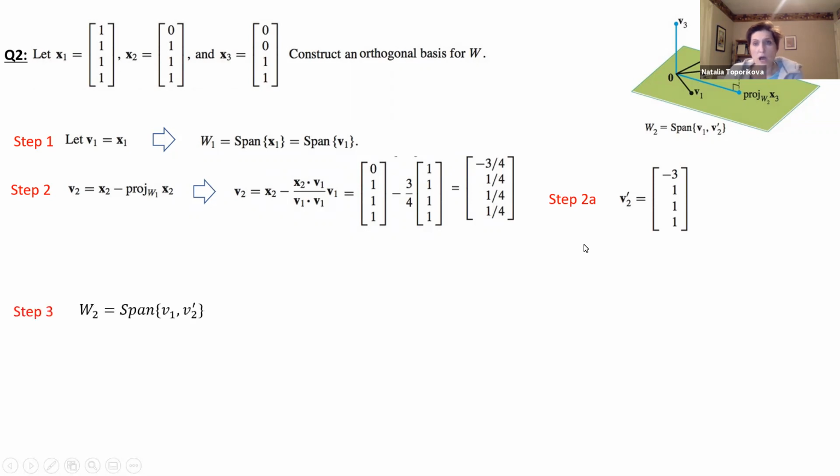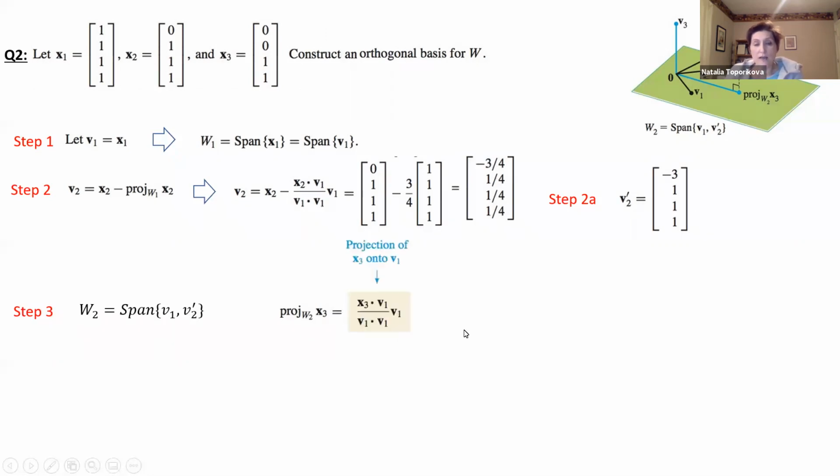Okay, so now let's go to step 3. We now take the vectors v1 and v2, and we will span the subspace through them, and we'll call it W2. Again, it's a two-dimensional subspace, so it's a plane which contains vectors v1 and v2. To find our orthogonal vector, we first need to find the projection of our third basis vector x3 onto the subspace, the plane W2.